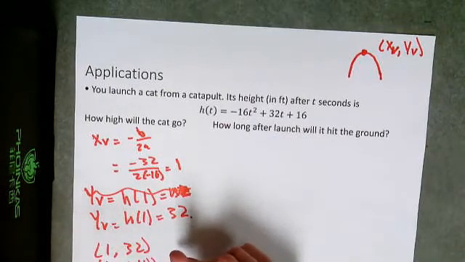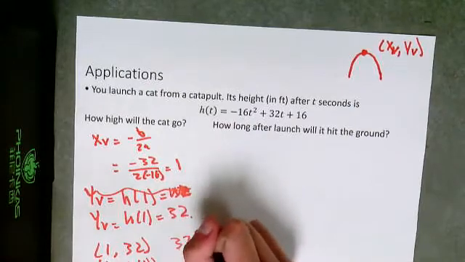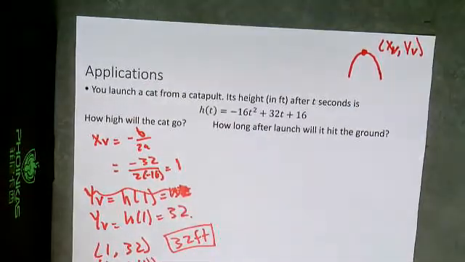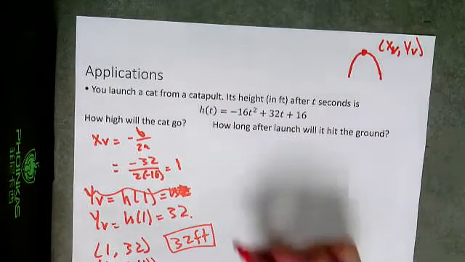So how high will the cat go? It will go as high as 32 feet. After 1 second being in the air, it will be at 32 feet, and that's the highest the cat will reach.